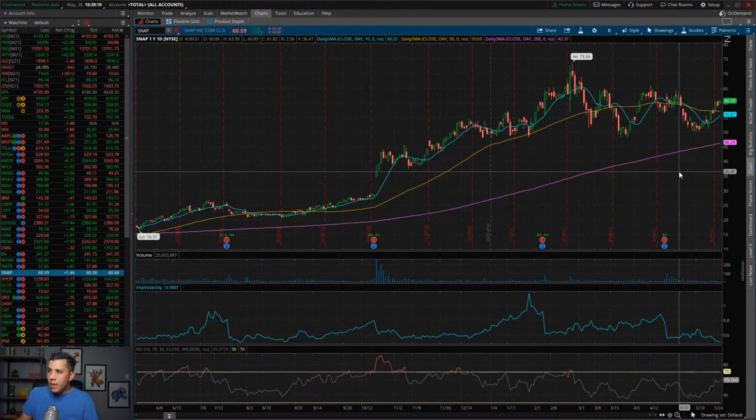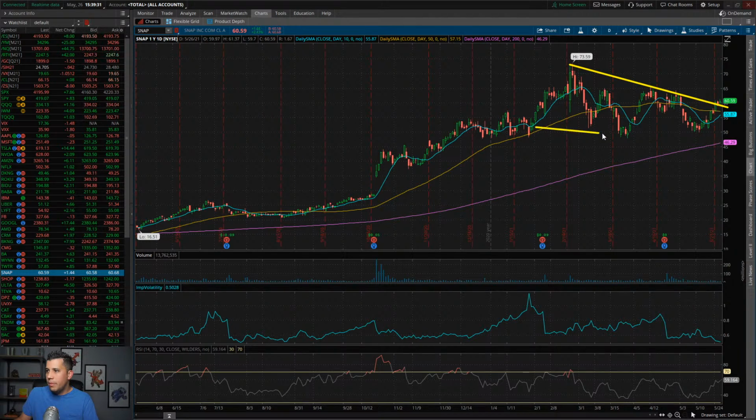But could this be setting up a formation here for these channels? Let me pull this up. But for me, it's pinging back and forth, pinging back and forth. Could it break to the upside right now? It could be a good setup. Just make sure your stops are in place.